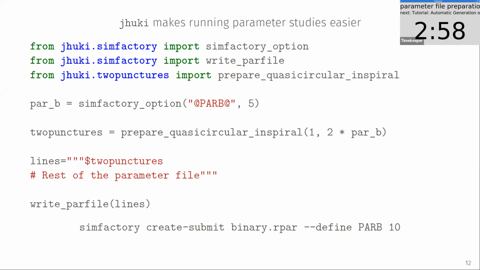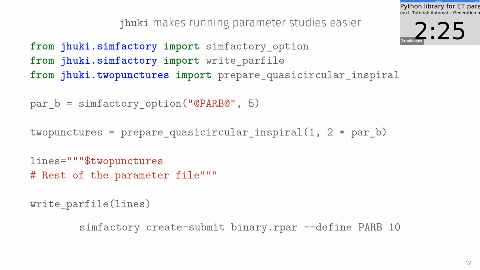So what you can do is put your two-puncture variable in your template file, and you don't have to worry about setting the parameters for two punctures. And here, what I'm also showing is that this makes it very easy to run parameter studies without writing multiple parameter files. You can make parameters adjustable via the command line, as I'm doing here with this parameter, which is a separation.